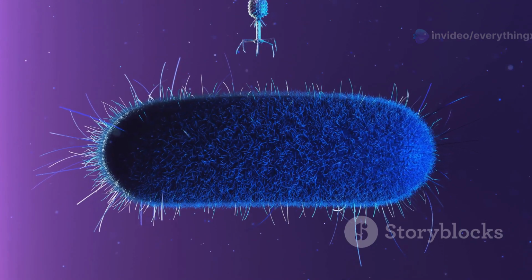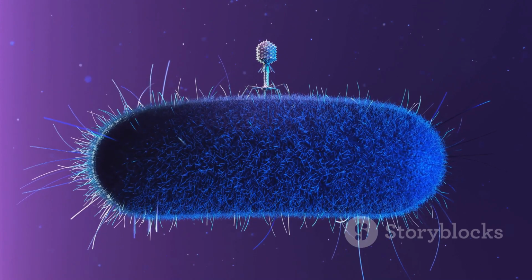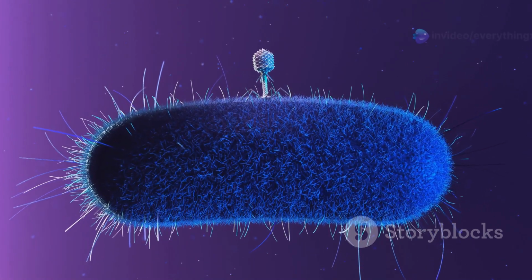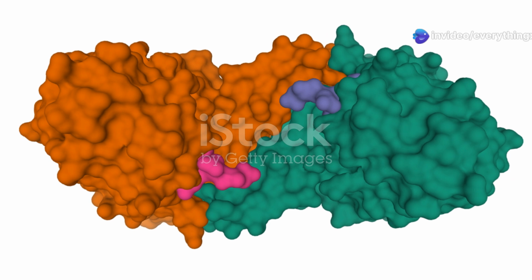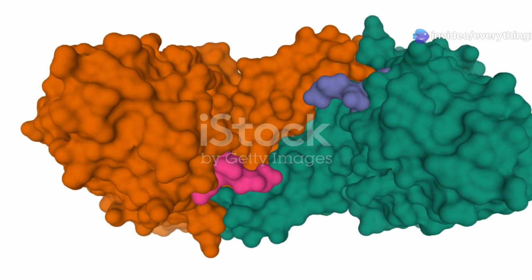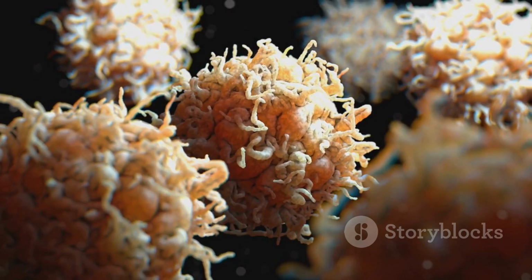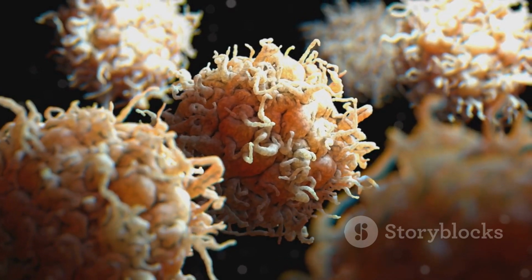When a TC cell encounters an infected cell displaying its target antigen on MHC class I molecules, it binds to the infected cell and releases cytotoxic molecules, such as granzyme and perforin, which induce apoptosis, or programmed cell death, in the target cell. This targeted killing of infected cells prevents the spread of the pathogen and limits further damage to the body.